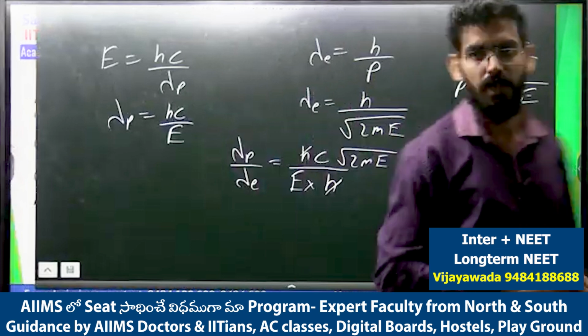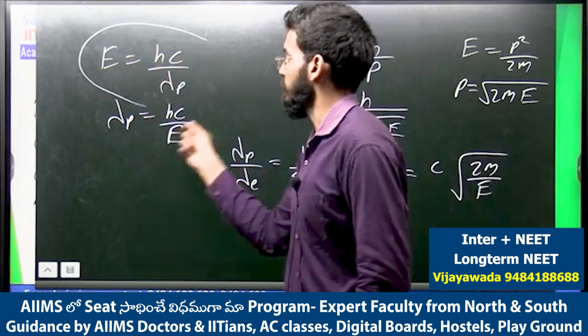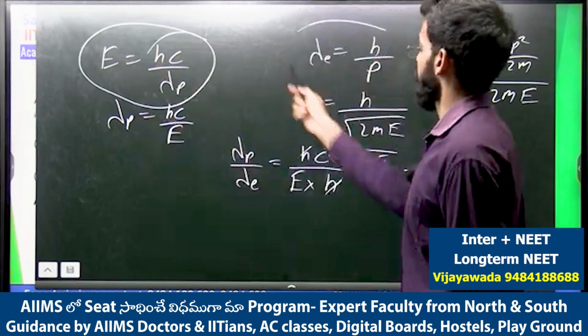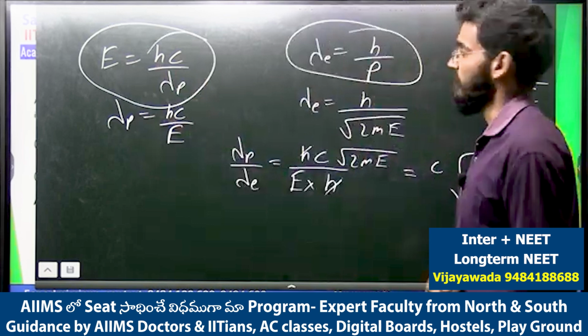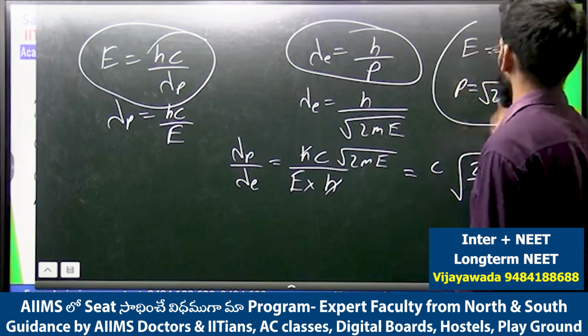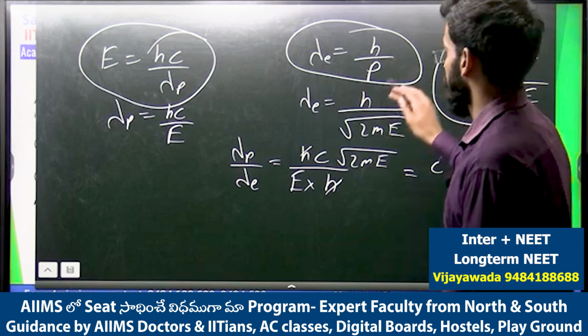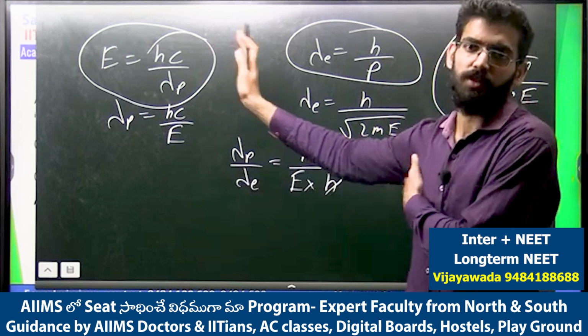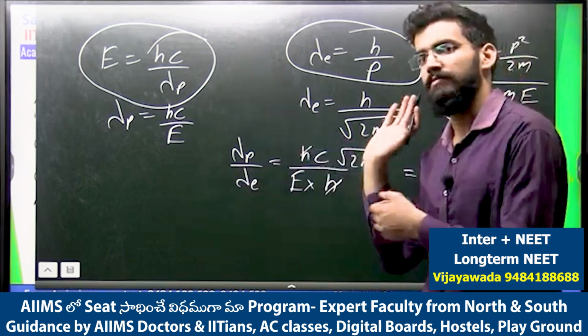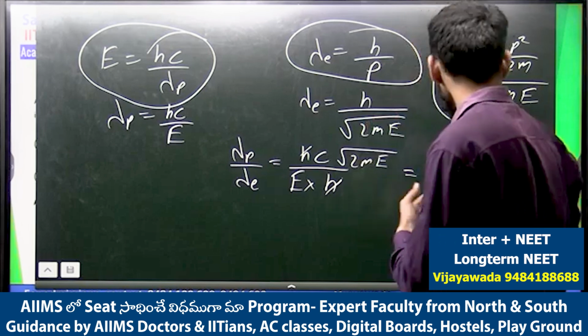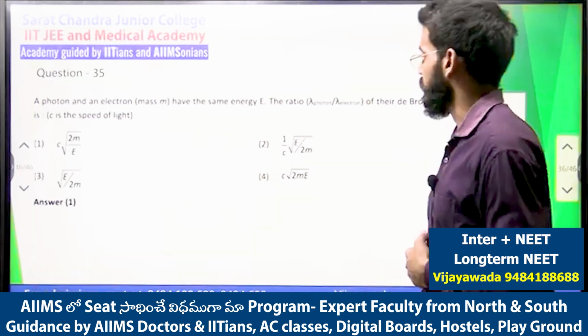Just nothing but formulas. One formula I know for the photon directly, and for the electron I know lambda equals h by p, where p comes from E equals p square by 2m, always valid. So both lambdas came, energy same, divide. That's it. Answer came. Easy, right? Next question.